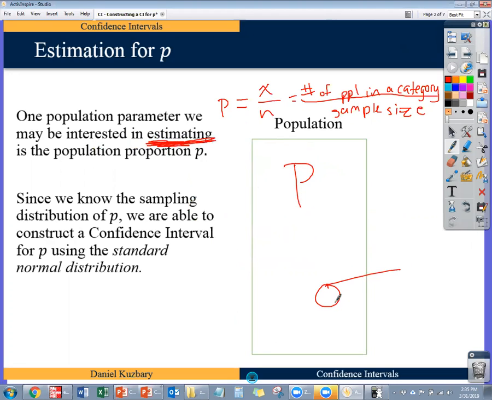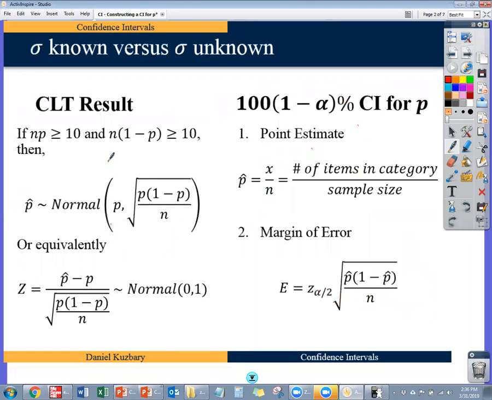It's going to involve taking a random sample out of the population and using the best estimate for the population proportion, which is p hat, the sample proportion, and then we'll use some central limit theorem results to make a confidence interval for the population proportion. So the central limit theorem result for the sample proportion was that if n times p is greater than or equal to 10, and n times 1 minus p is also greater than or equal to 10, then p hat has a normal distribution where the mean of p hat is the population proportion, and the standard deviation of p hat is the square root of p times 1 minus p all over n.